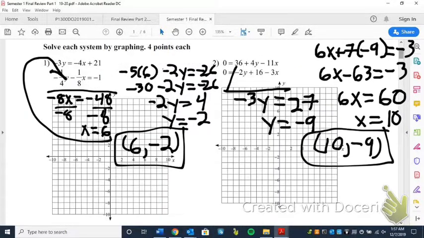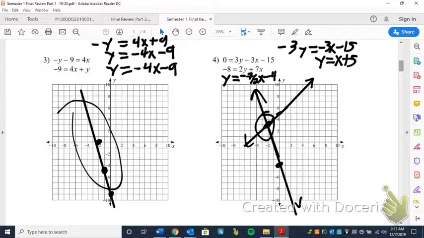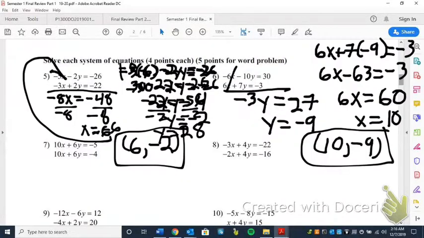So this is basically the process for, I don't know what just happened. That was weird. Okay. There we go.